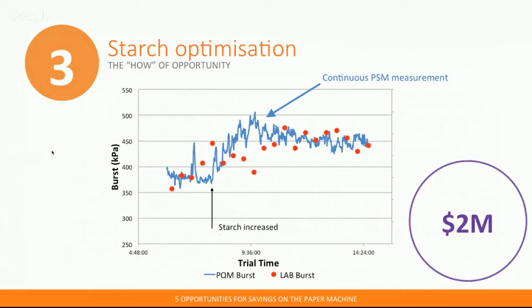So all in all, attacking the starch use on the machine, looking at increased performance and taking value as a result, around $2 million a year by looking at that carefully and adjusting it and optimizing.